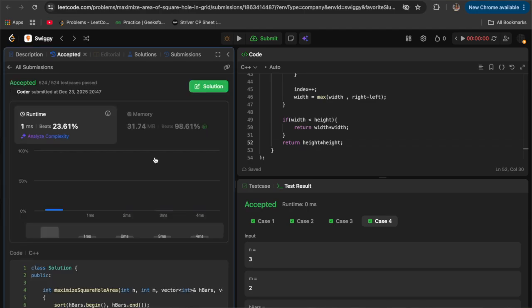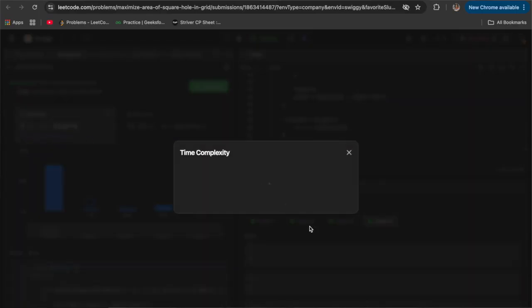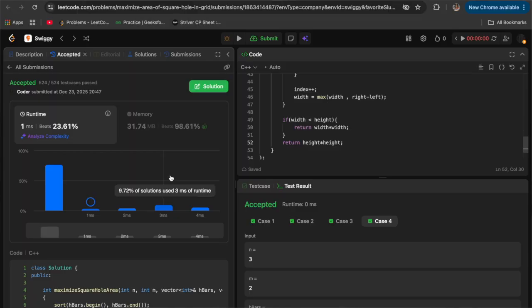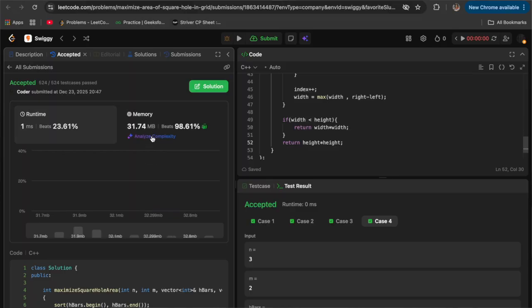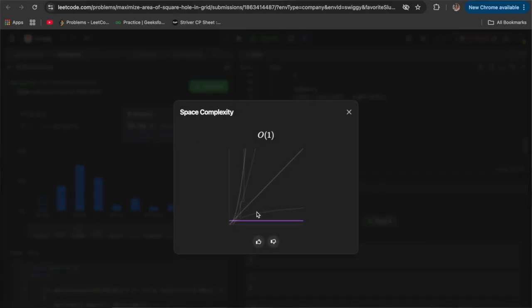We'll see, yeah, it is accepted. Okay, so let's analyze the time complexity. We can see here the time complexity is n log n plus m log m. Basically n log n is for the h bars, whose size is n, and we have sorted that, so n log n, and m log m is for the v bars, whose size is m, which we sorted, so m log m. And we can see the space complexity also. For space complexity we have constant space here, that is big O of 1.